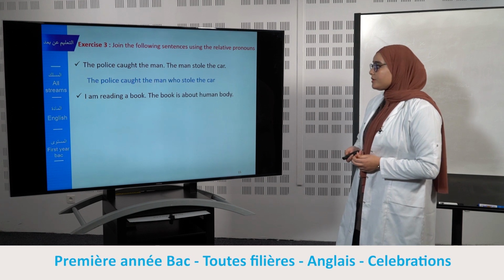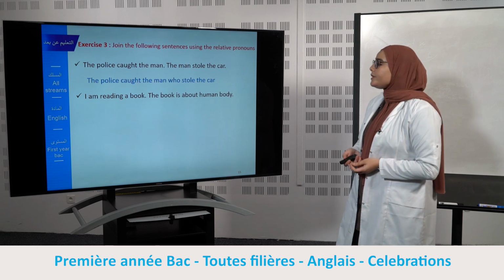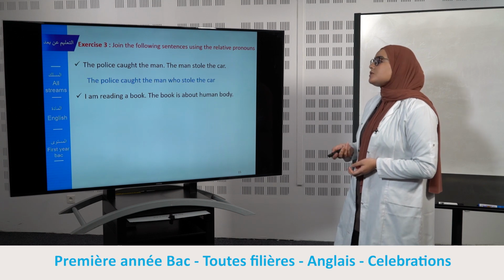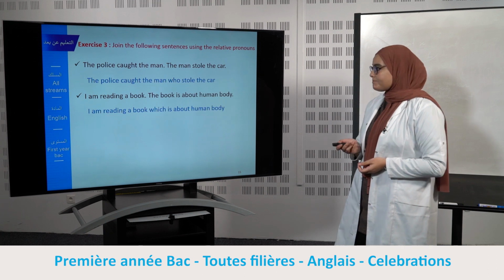I'm reading a book. The book is about a human body, okay? So a book is a thing, so I'm going to join the two clauses using, of course, which. I'm reading a book which is about a human body.